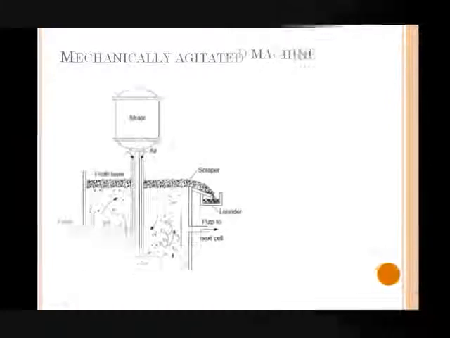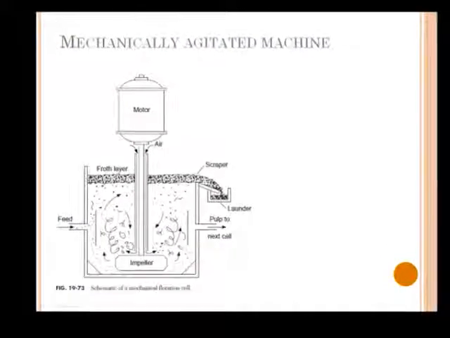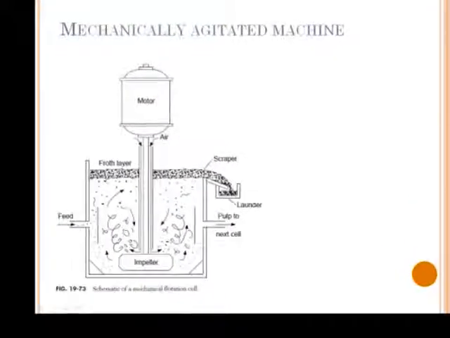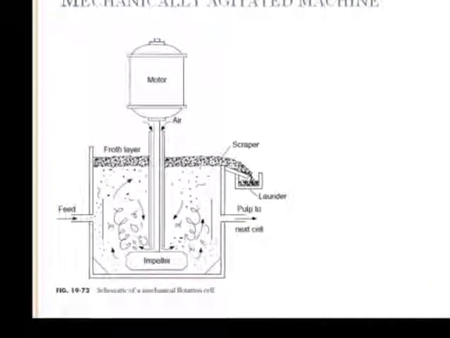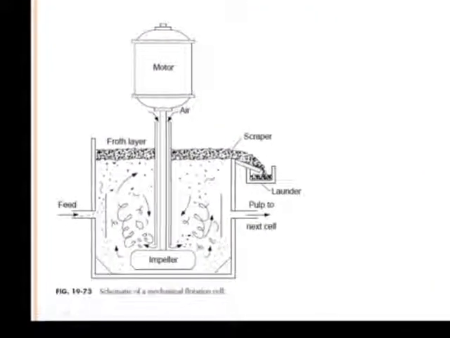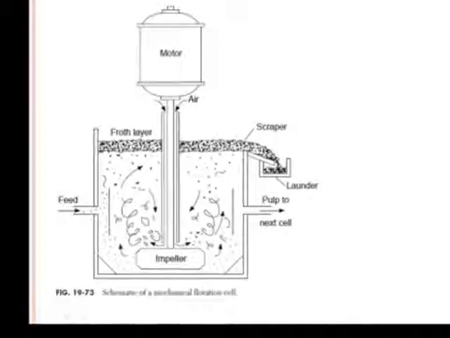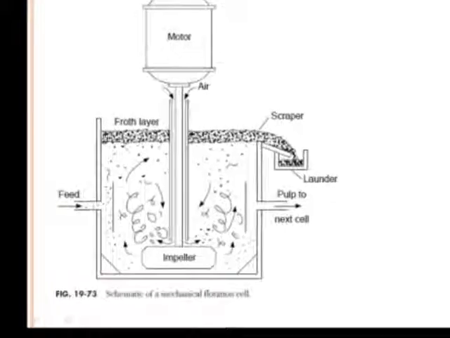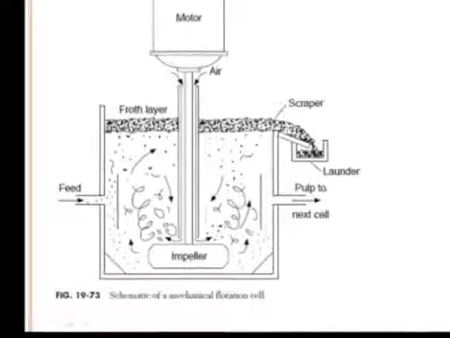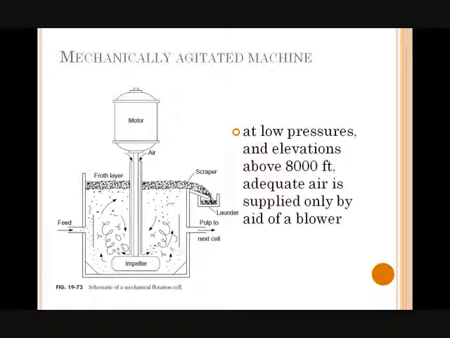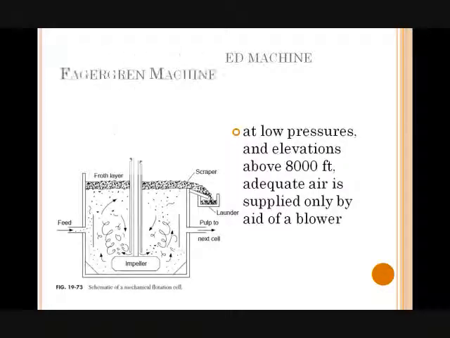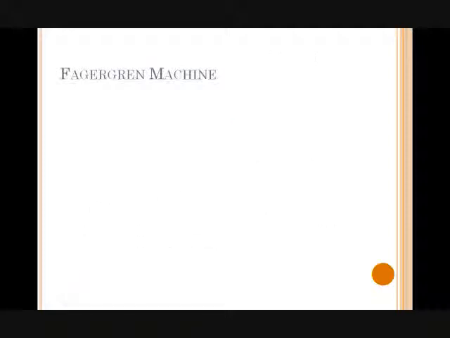The mechanically agitated machine consists of a square cross-section tank provided with an impeller which violently agitates the pulp, affecting some conditioning. The rotation of the impeller sucks air downward through a sleeve surrounding the impeller shaft and breaks it up into fine bubbles. At low pressures and elevations above 8,000 feet, adequate air is supplied only by aid of a blower. The next is the Fagergren machine.